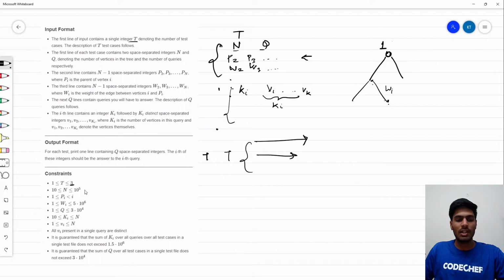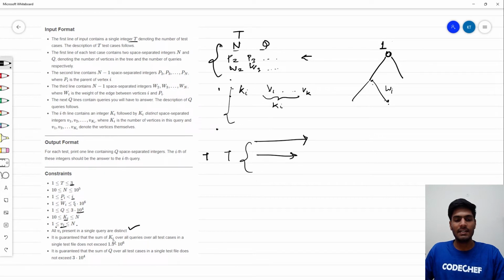The n goes up to 100,000. The parent index pi goes from 1 to i. It is just as expected. The weight goes up to 10 raised to power 6 multiplied by 5. The number of queries goes up to 10 raised to power 4. The number of distinct vertices in each query goes up to n. And our vertex index would obviously go from 1 to n. All vi are distinct. We are given that.